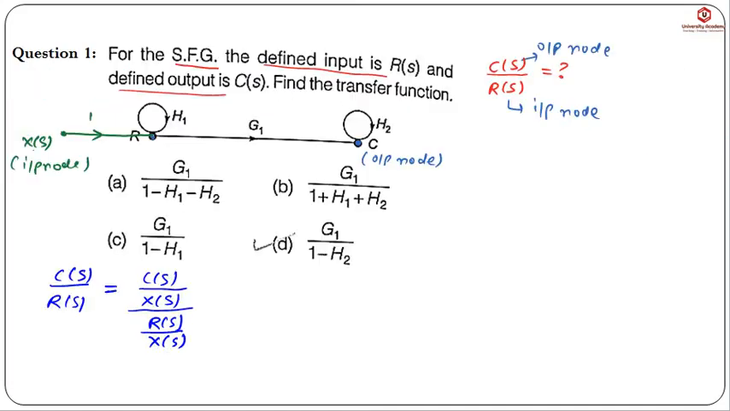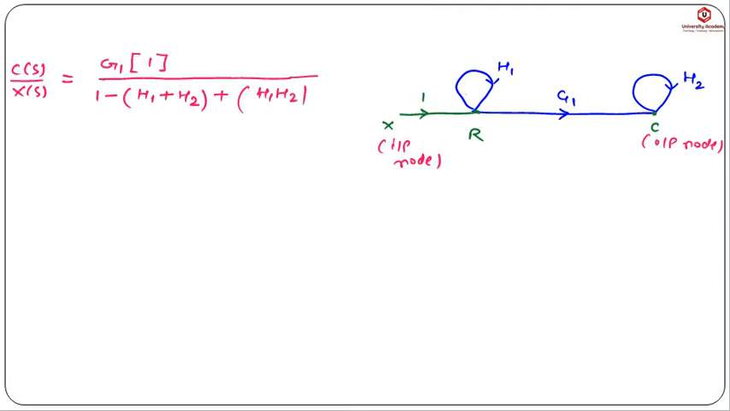Now let us find out the next term, that is R of S by X of S. So now if we have to calculate this R of S by X of S, तो यहाँ पे R of S आउटपुट नोड की तरह बिहेव करेगा, and this X of S should behave as input node. Okay, so let me draw the signal flow graph again. Okay, so this was the signal flow graph.